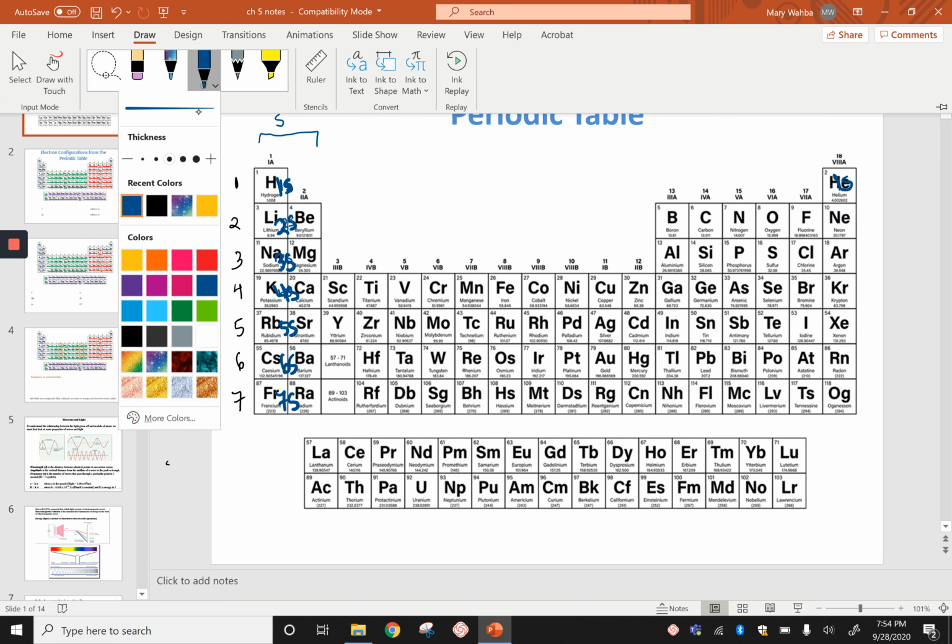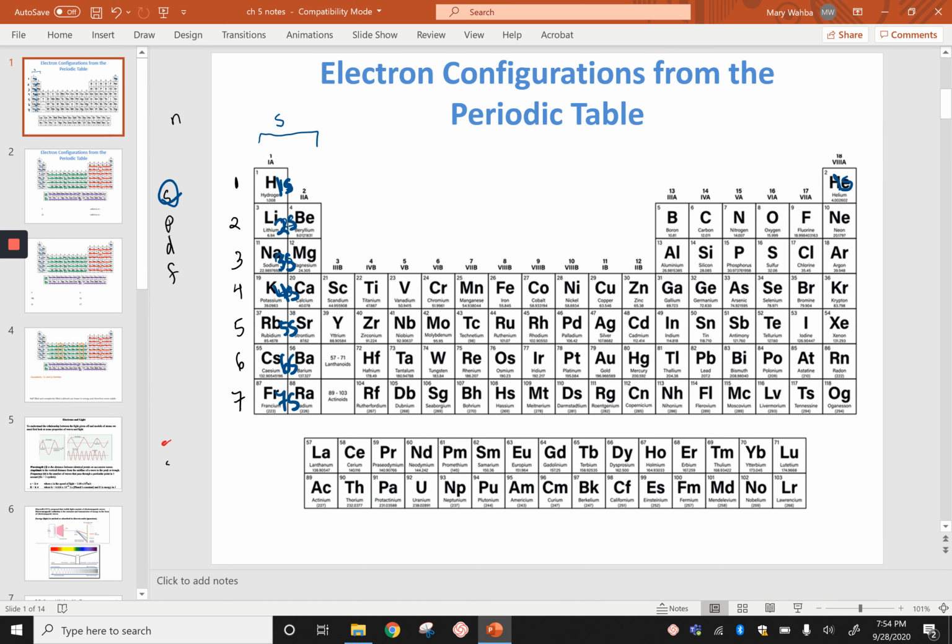Change the color here. Let's go with red. The P sublevel has 3 orbitals. And remember, each orbital contains 2 electrons, and so you can fit up to 6 electrons in a P sublevel. Do you see a block of 6? Right here. There's your P block.